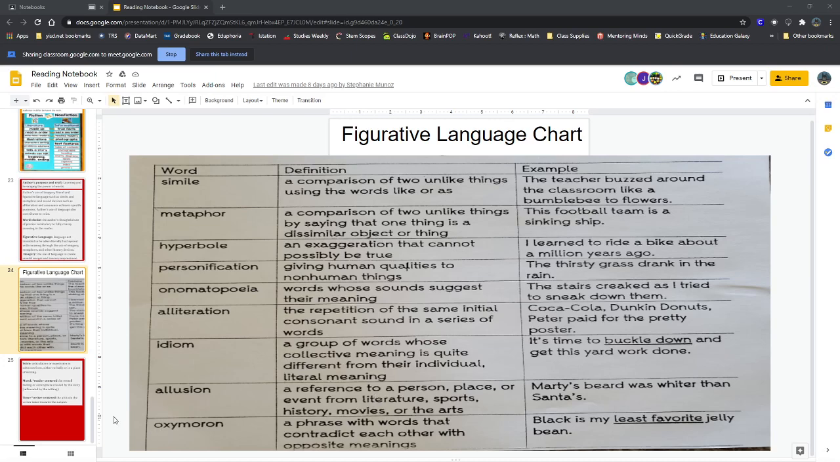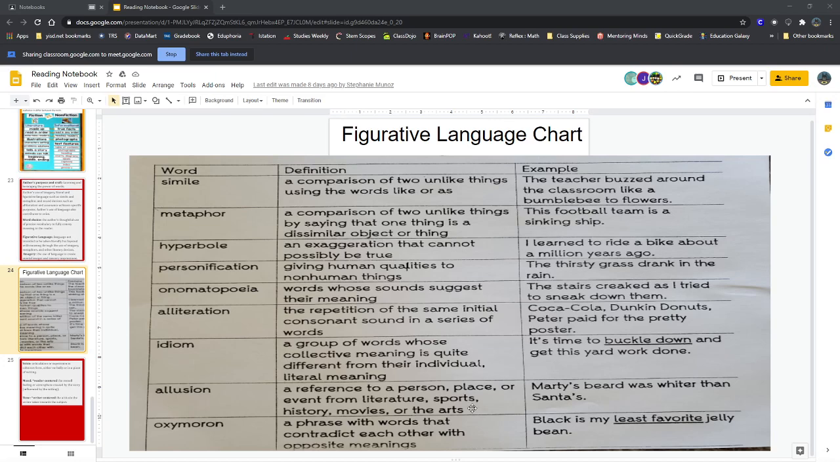An illusion, not illusion, allusion. An allusion is when you make a reference to a person, a place, something that happened that everybody knows about. So an allusion can be kind of tricky because you need to make sure that whatever you make an allusion to, it's something that everyone knows.